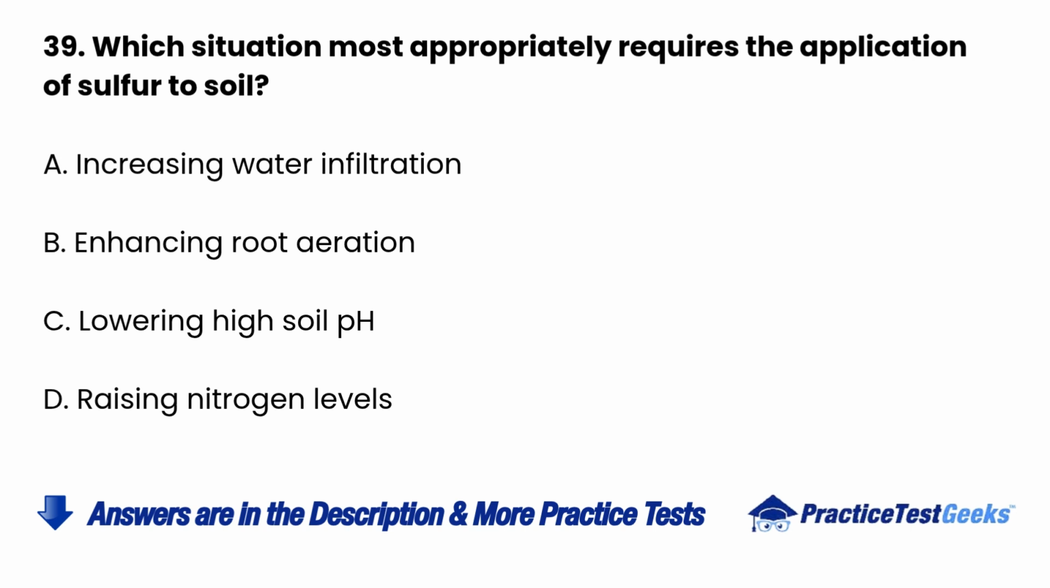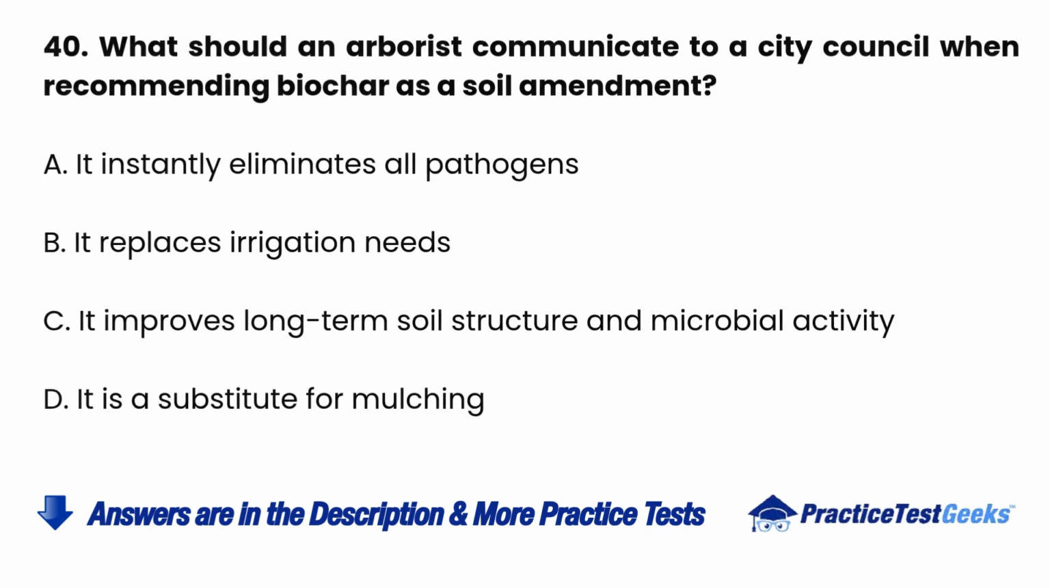39. Which situation most appropriately requires the application of sulfur to soil? A. Increasing water infiltration. B. Enhancing root aeration. C. Lowering high soil pH. D. Raising nitrogen levels.